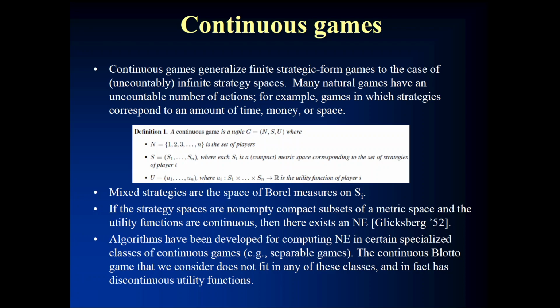Now there's one theorem due to Glicksberg that says if the strategy spaces are non-empty compact subsets of a metric space and the utility functions are continuous, then there exists a Nash equilibrium. Algorithms have been developed for computing Nash equilibria in certain special cases of continuous games, for example, separable games. However, we'll see a Blotto game, continuous Blotto game, that doesn't fit in any of these classes. Furthermore, it's going to have discontinuous utility functions, so we don't even have a guaranteed existence of an equilibrium.